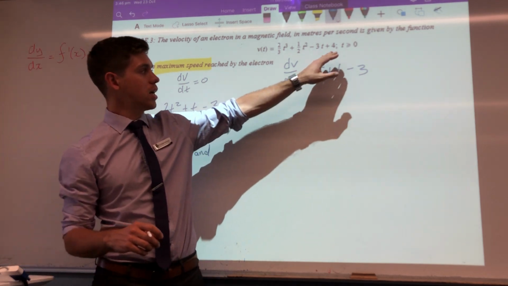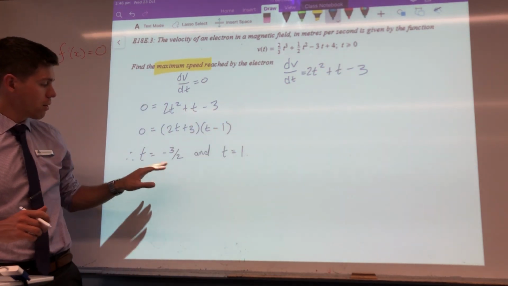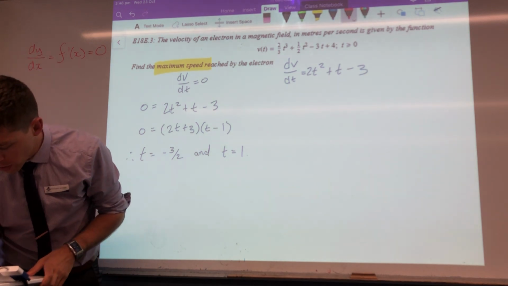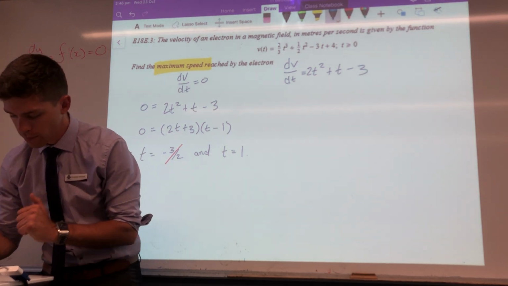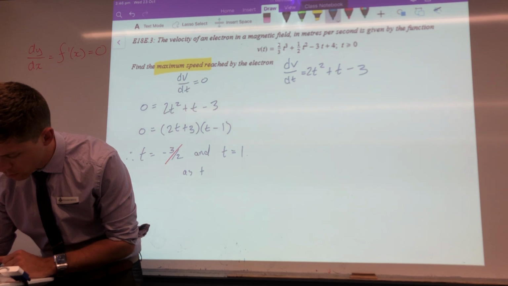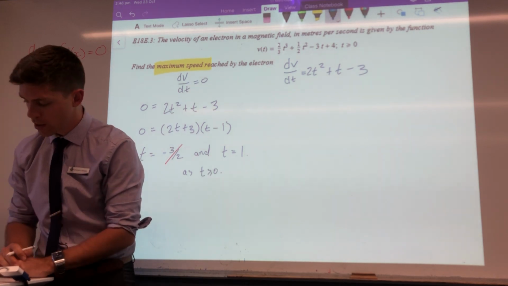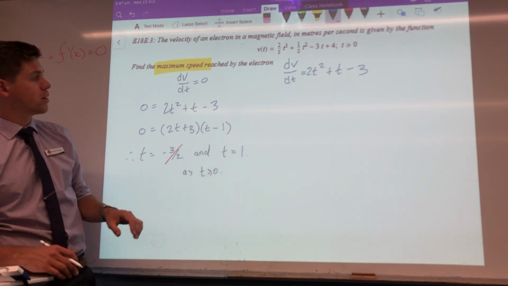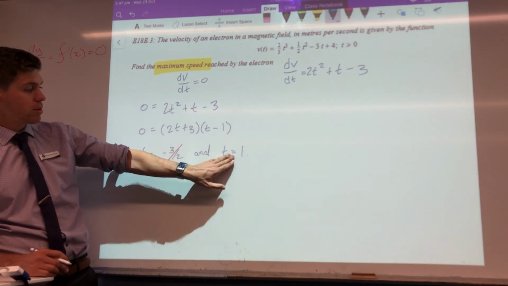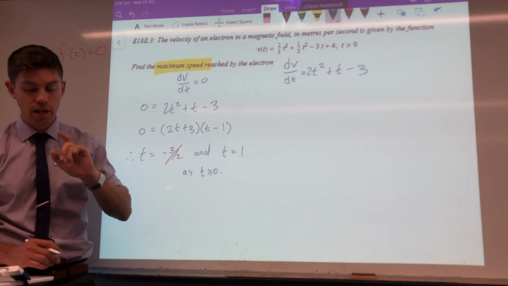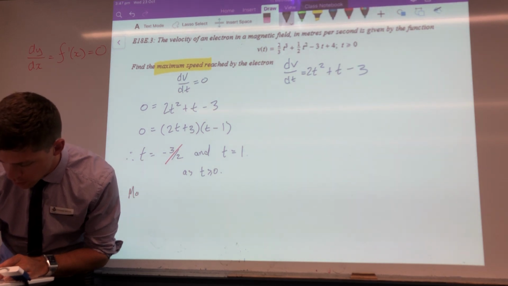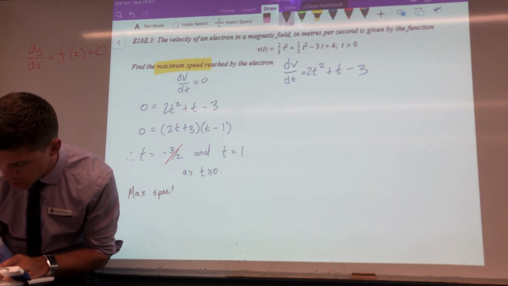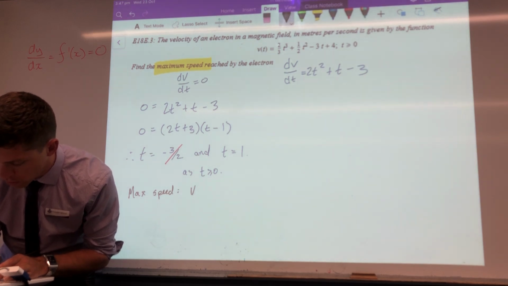However, we're told that t is greater than or equal to 0. So for that reason, we can disregard this value here. Okay, so what have we just found? We've found that the local maximum, or the max speed, is going to be when t is equal to 1, or 1 second has elapsed. So now let's actually calculate our max speed. We're evaluating our formula for velocity or speed at the value t equals 1.